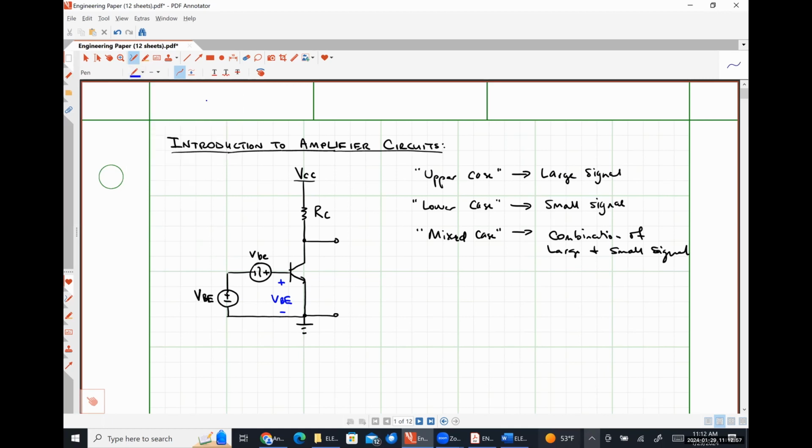Due to this total voltage drop applied across the base emitter terminals of this junction, we should see some mixed current, IE, flowing through the emitter, some mixed current, IC, flowing into the collector, some mixed current, IB, flowing into the base, and we should see some mixed collector emitter voltage as well. Okay.